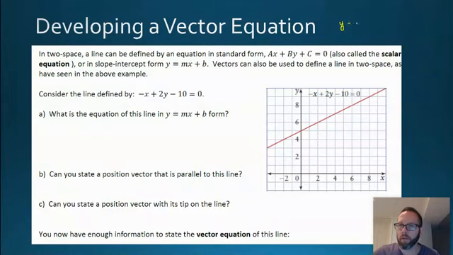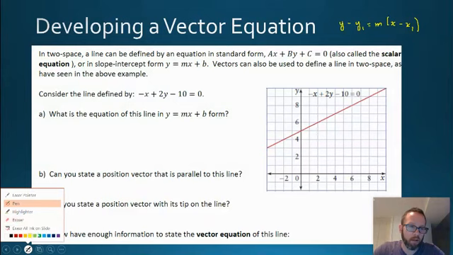But this is also an alternate form of the equation of a line: y minus y1 equals m times (x minus x1). If you have a point and the slope, you can write your equation of a line this way, where (x1, y1) is any point on the line and m is your slope. But y equals mx plus b is a simpler version of that, where the point you're given is just b, the y-intercept. But vectors can also be used to define a line in 2-space.